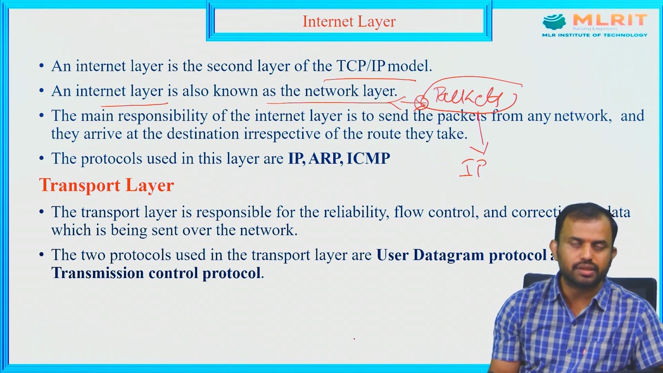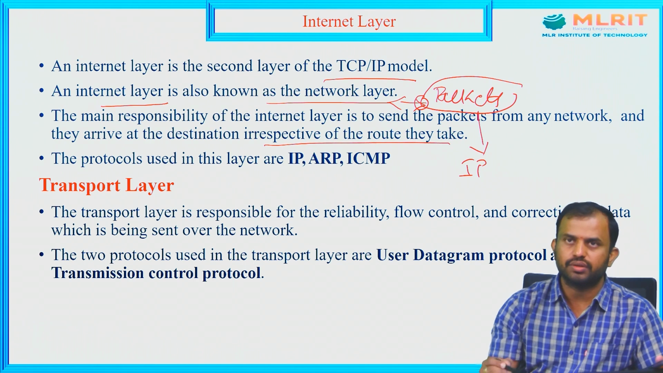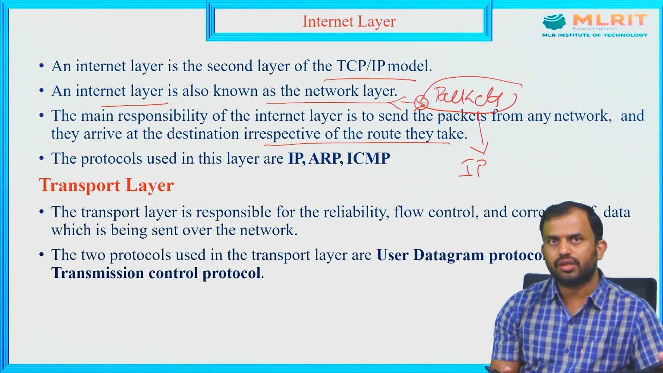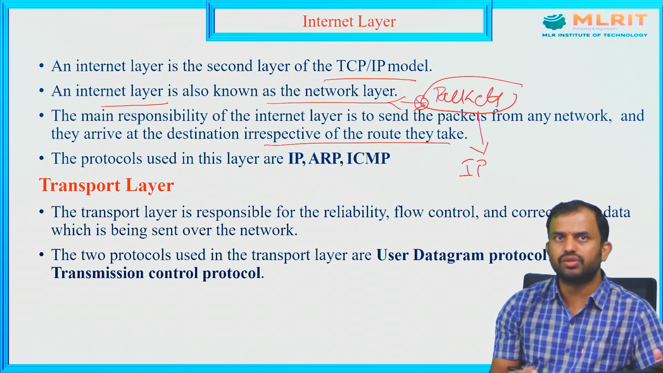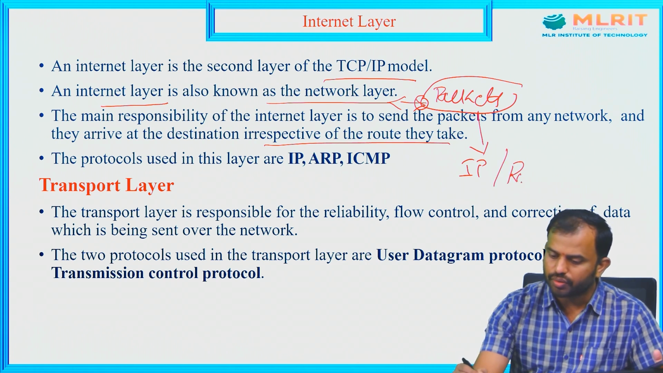These IP packets send the information from one network and arrive at the destination irrespective of the route they take. Because while we transmit information through internet protocol, we can't restrict the path. The information we transmitted may choose a different path, which is the shortest path, and that we call different kinds of routing algorithms.